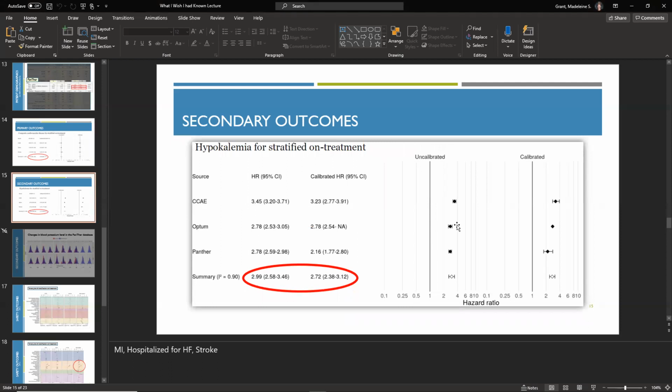Similarly, with your secondary outcomes, you can see that none of them cross one. So that means that there's a higher probability of the event occurring in the treatment group. None of these cross one, so we can be confident that we can actually make some clinical statements about these.